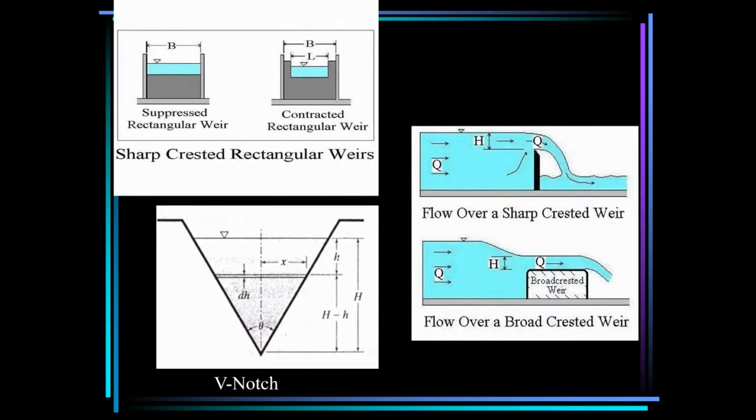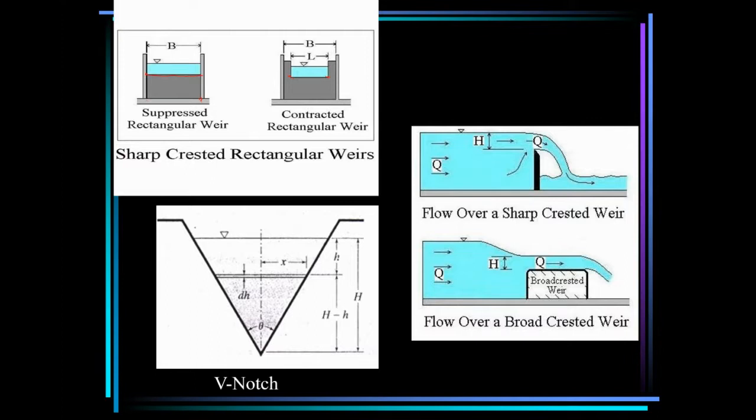Now, with these figures, all the explanations will become clearer. This is like a section of the weir. This is a suppressed weir. You can see the weir crest, the length of the crest is equal to the width of the channel. But in this case, for the contracted weir, the length of the crest is less than the width of the channel. So this is a weir with end contractions, and here we have two end contractions. We can have one end contraction or two end contractions. This one has two end contractions.